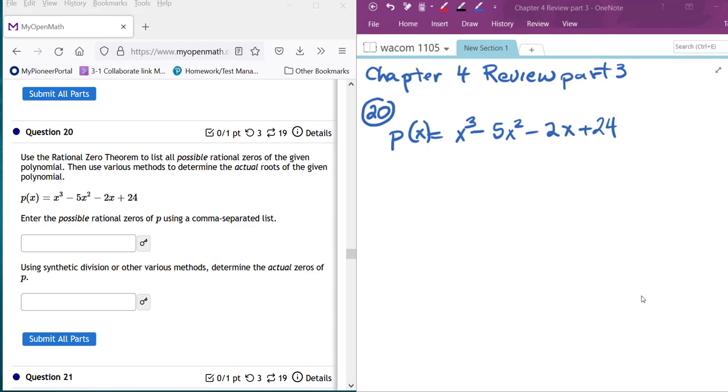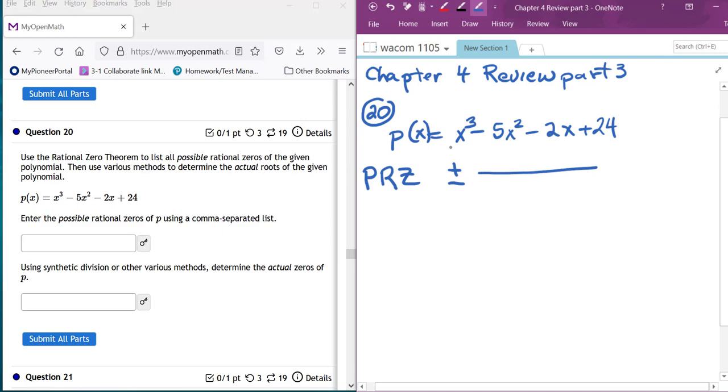Thought we would look at a few more problems from the Chapter 3 review. So we are down to question 20. And this one asks us to enter the possible rational zeros. We'll just abbreviate that, possible rational zeros. So remember, this is plus and minus factors of the constant term over factors of the leading coefficient. Well, your leading coefficient is 1, so it's just going to give us the factors of the constant term.